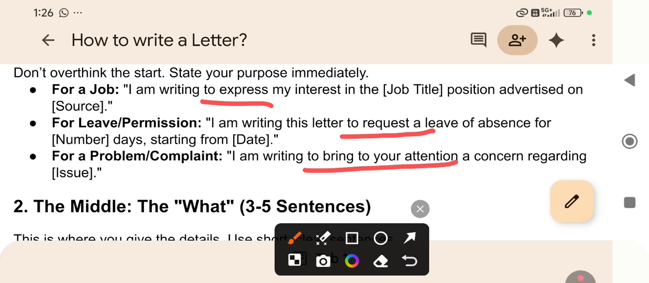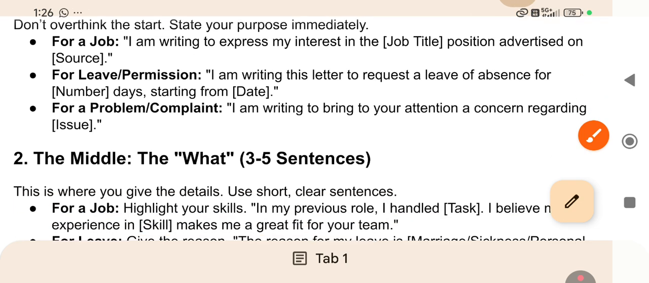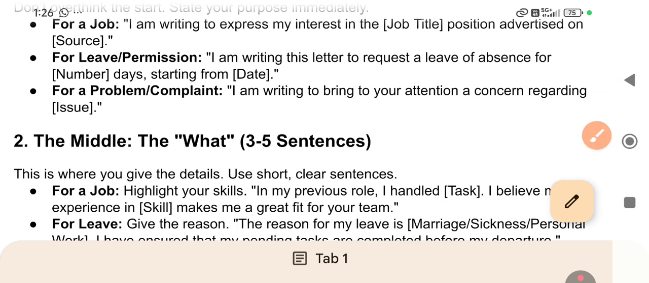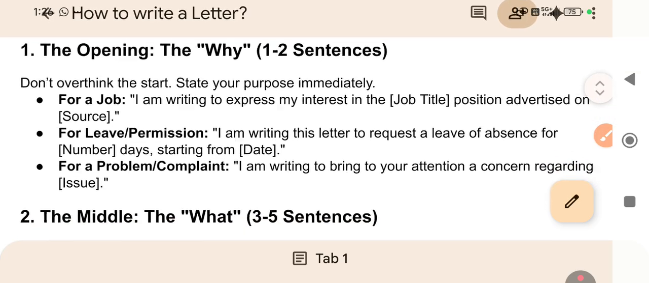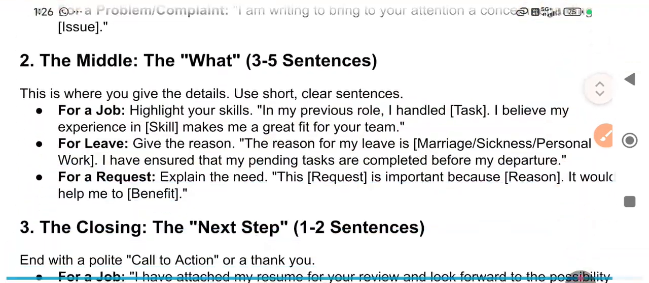Here for the job, assistant professor. Here for the leave application, leave of absence, or to your kind attention a concern. Why? Because you are writing a complaint, regarding a damaged piece of computer or whatever. So this will be the first opening line in which you have to start with why.